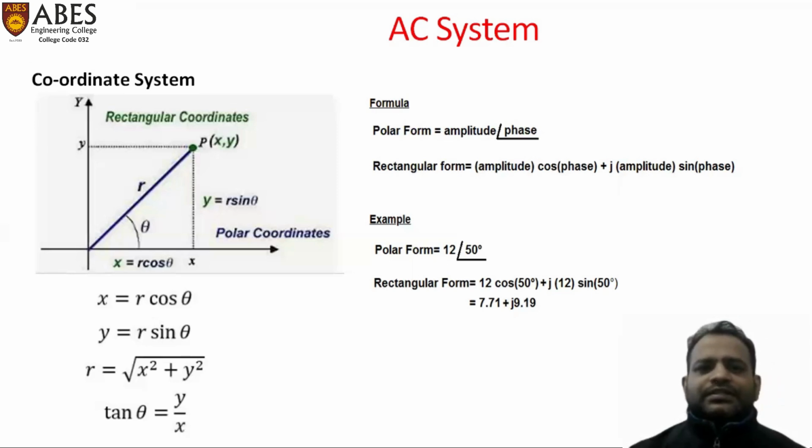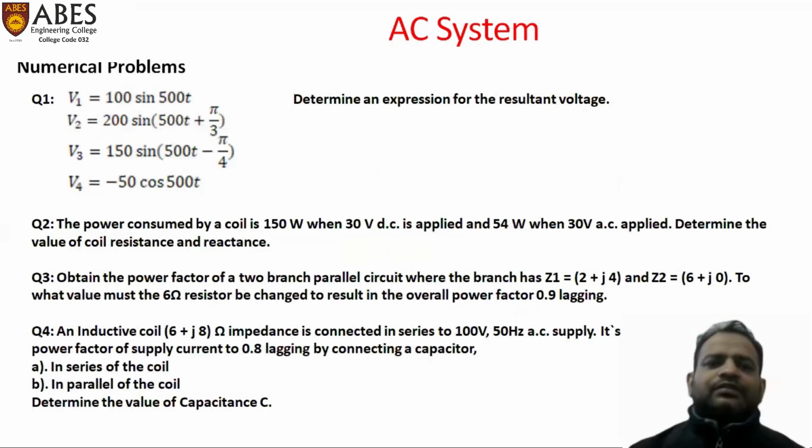After that, we discussed the problems of this unit: the resultant voltage of these four waveforms, and similar questions for RL combination. The power consumed by a coil is 150 watt when 30 volt DC is applied, and 54 watt when 30 volt AC supply is applied; then determine the resistance and reactance. So this is the problem of finding the circuit nature and elements.